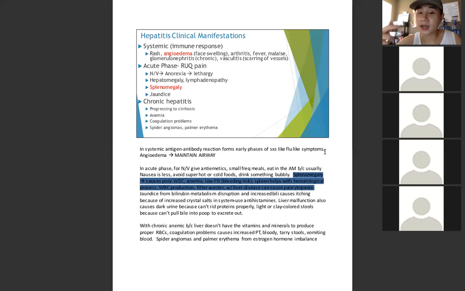The spleen helps with hematological processes, white blood cell production, and filtering. Liver disease can cause pancytopenia. Pancytopenia basically means low white blood cells, low red blood cells, and low platelets. Does that make sense?